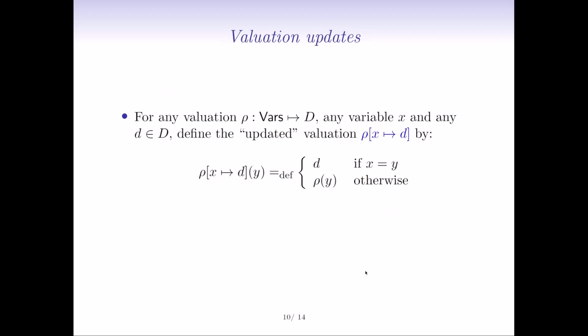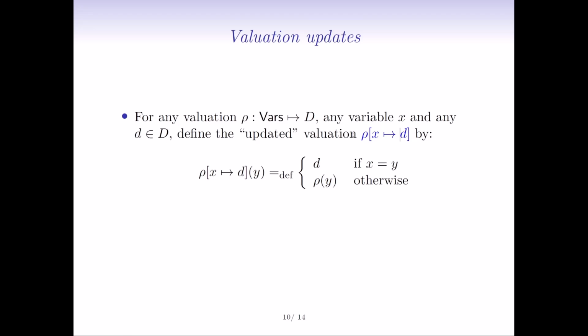Now, before I go on and show the satisfaction relation for other formulas, in order to interpret quantifiers, we're going to need just one extra piece of machinery. So I'm going to require the concept of updating a valuation. So suppose that I've got a valuation rho that sends variables to elements of D. Now I'm going to say, consider the valuation which is exactly like rho, except that I specifically want it to send x to the element little d. So suppose that I have a variable x and an element small d in the domain.